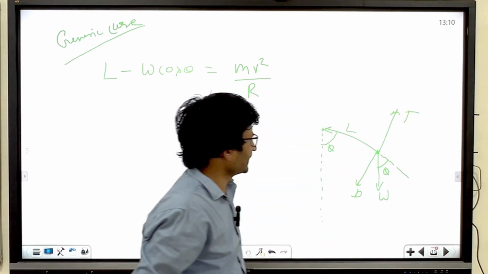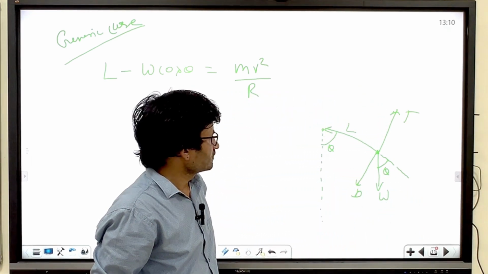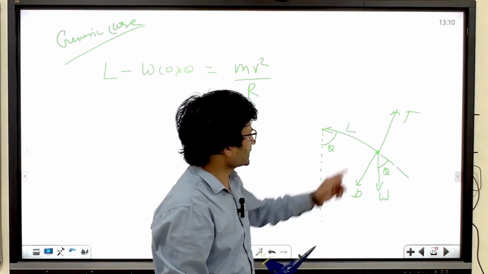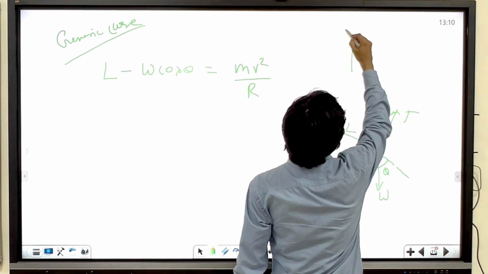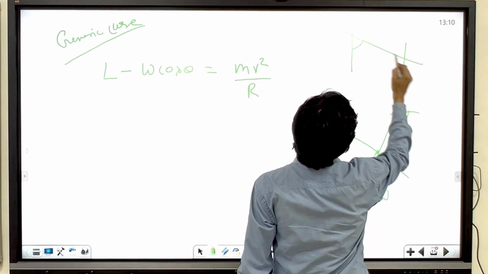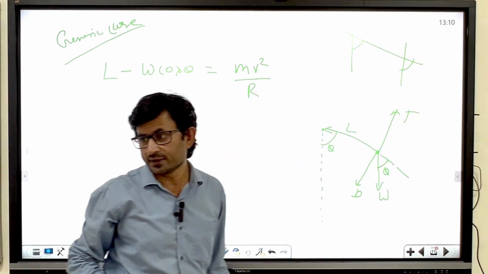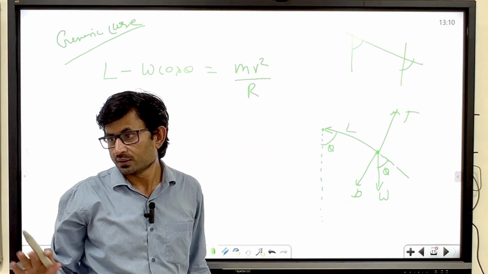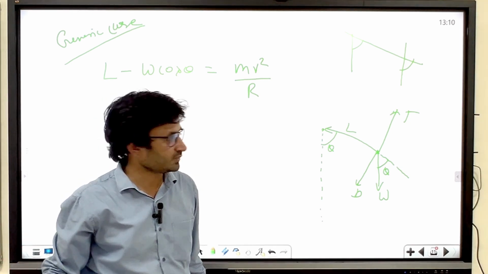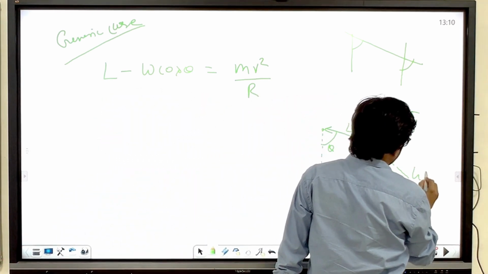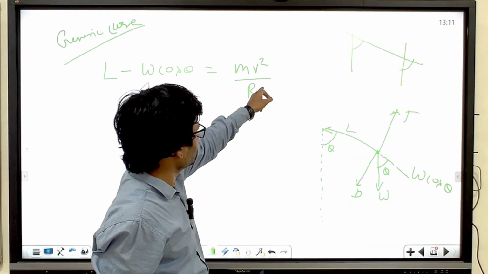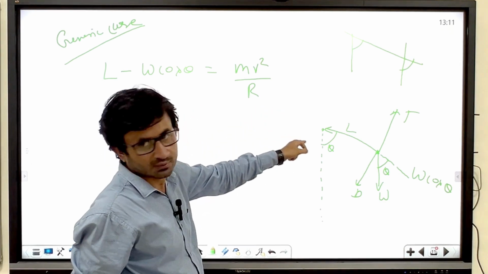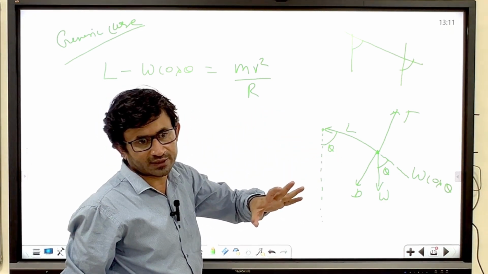This will also be theta, right? You just extend this line, right? So for example, this angle and this angle will be same, from the geometry, right? So this is W cos theta. So L minus W cos theta will be mv square by r. Correct, right? Generic case, right?